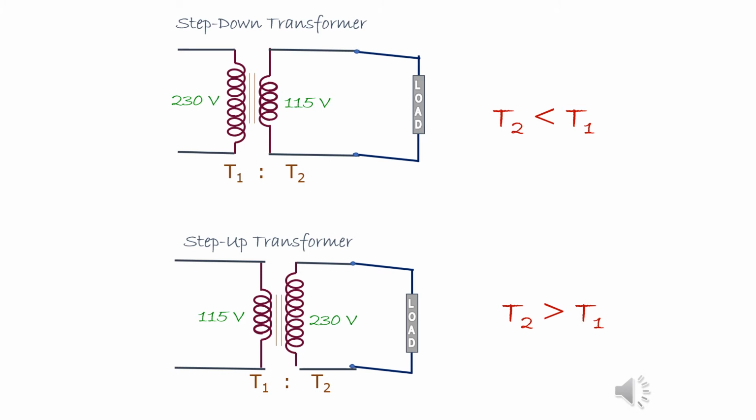Based on the transformation of voltage levels, transformers are classified as step-down transformers and step-up transformers. When the secondary number of turns are less, it is a step-down transformer. When the secondary number of turns are more than the primary, it is a step-up transformer.